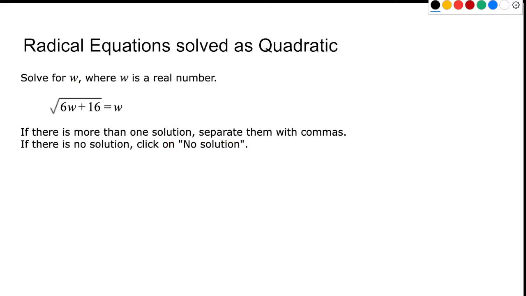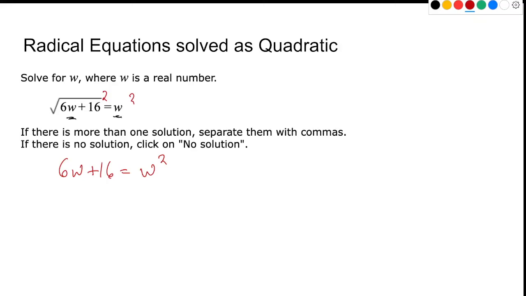Now we have a radical equation that can be solved as a quadratic. And while we don't see a quadratic here yet, if we're going to be able to solve this equation, there's a w out here and there's a w inside. The trick we'll use to solve this is we will square both sides. Because if you square a square root, the square root and the square cancel. So we get 6w plus 16 equals w squared.